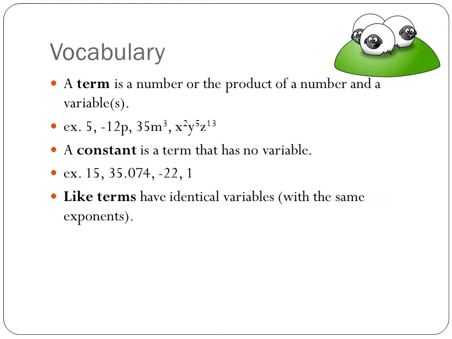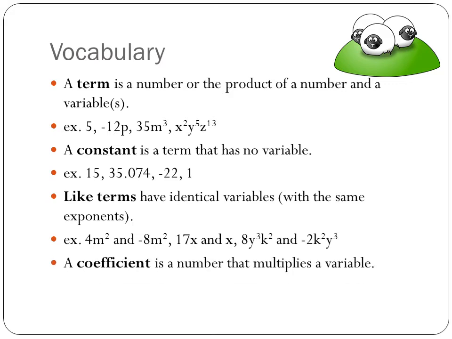Like terms. They have identical variables with the same exponent. So for example, 4m squared and negative 8m squared, 17x and x, 8y to the third, k to the second, and negative 2k to the second, y to the third. They all have the same type of constant, numbers, whole numbers, the same variable, and the same exponent.